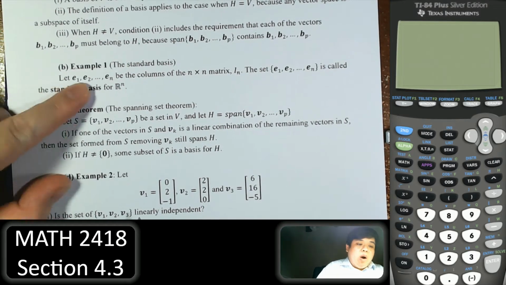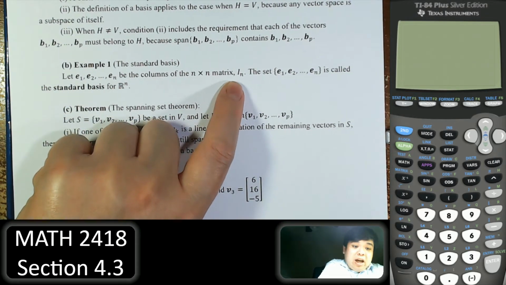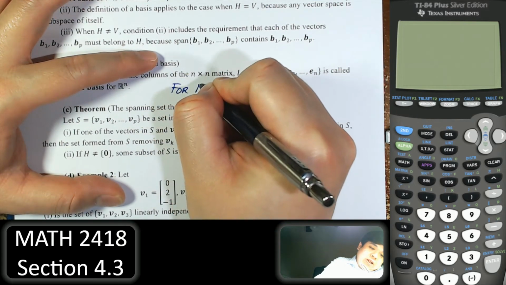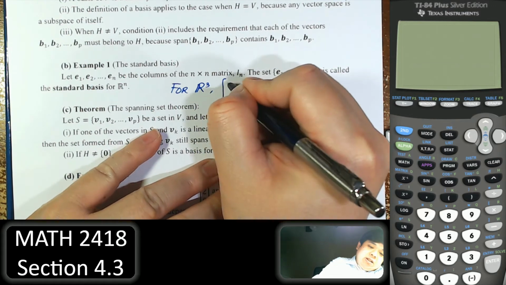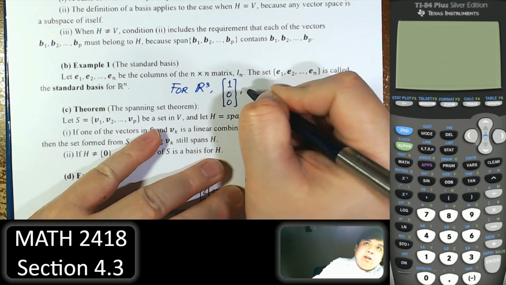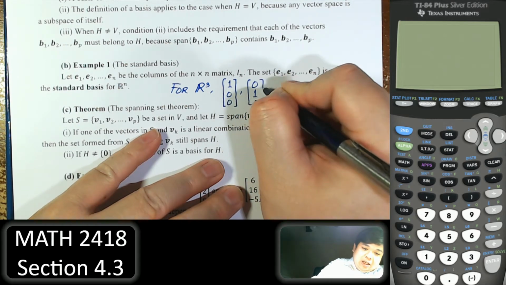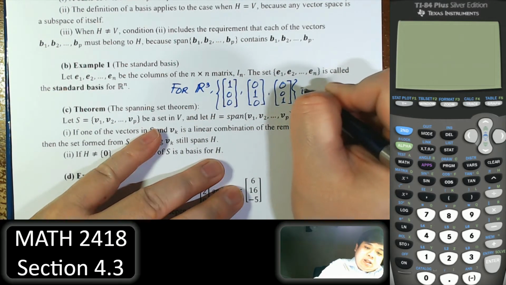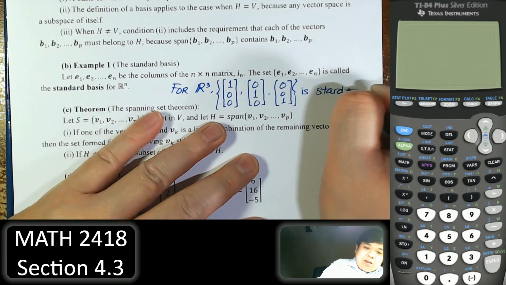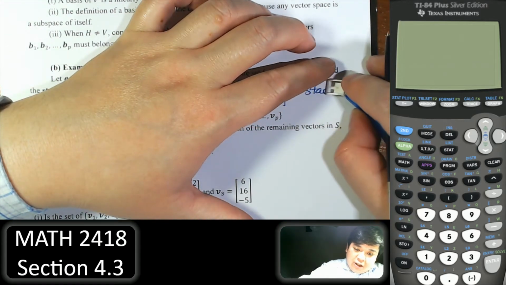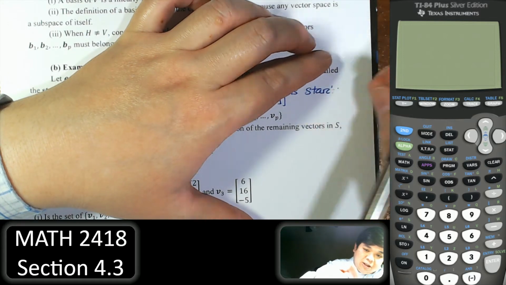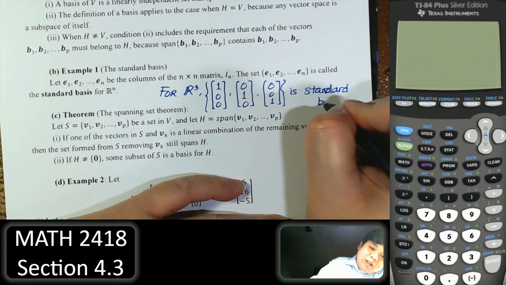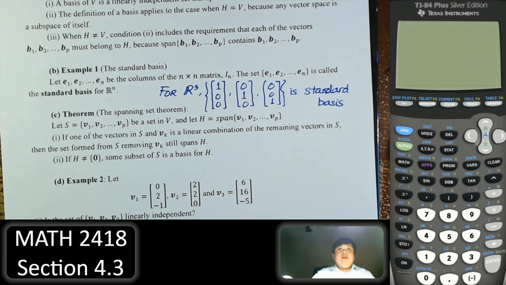The standard basis e1, e2 to en is the columns of the identity matrix. We already talked about this. So for example, for R3, we have the vectors 1, 0, 0, this is e1, 0, 1, 0, e2, and 0, 0, 1. This set of these three vectors is the standard basis for R3. Right, so what does that mean?